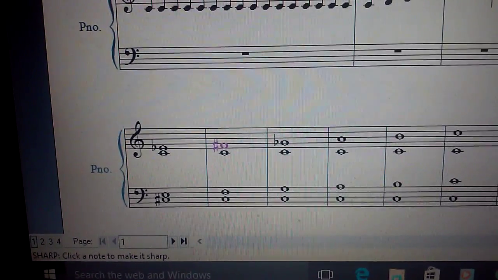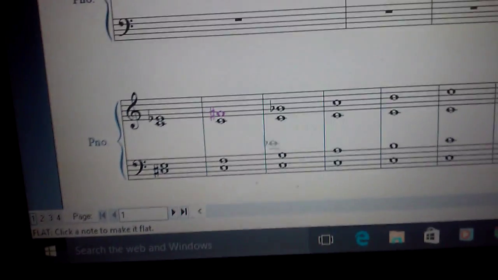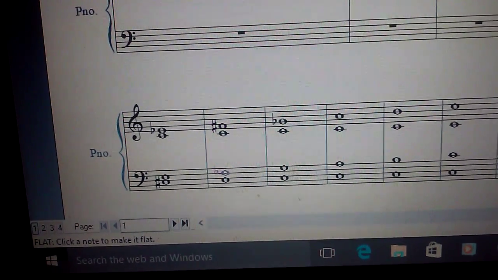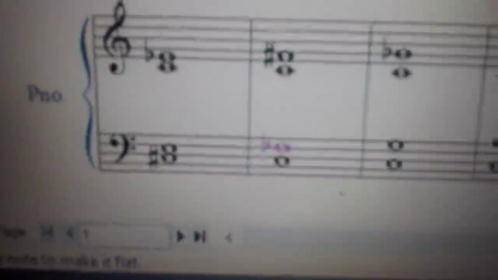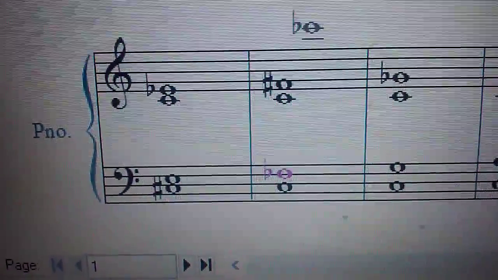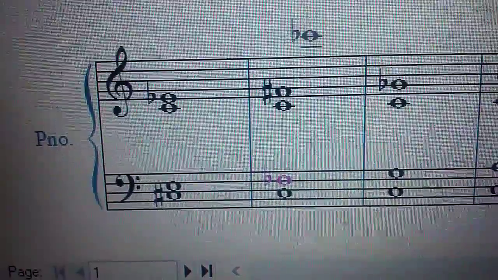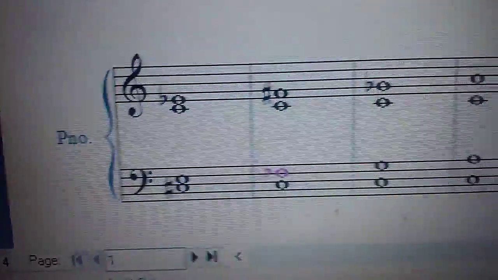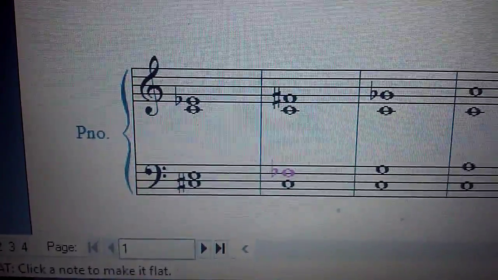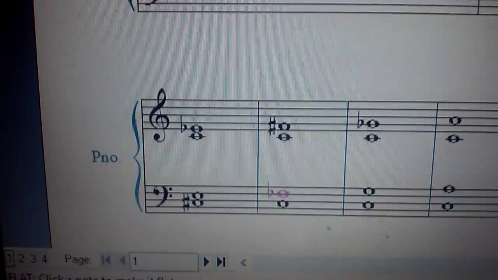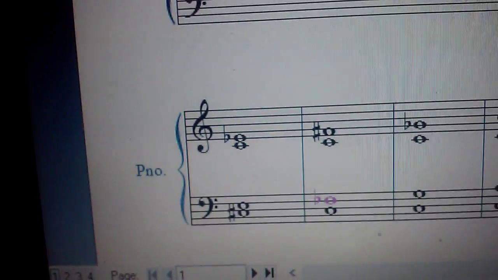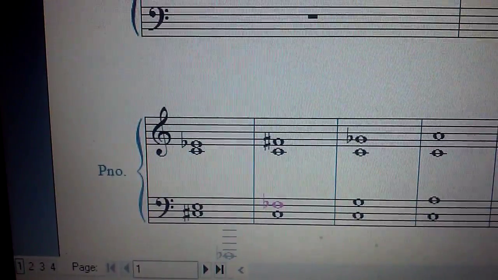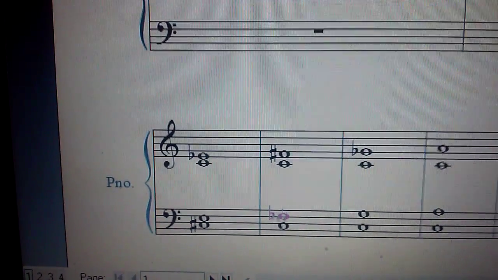Some of you may already know this, but if you take a C and an F, and you lower the F by a half step, you see what happens? It doesn't become an E. It becomes an F flat. This is the distinction that you have to make. Otherwise, you are going to be wrong whenever you spell chords. If it's the distance of a fourth, you cannot call it a third.